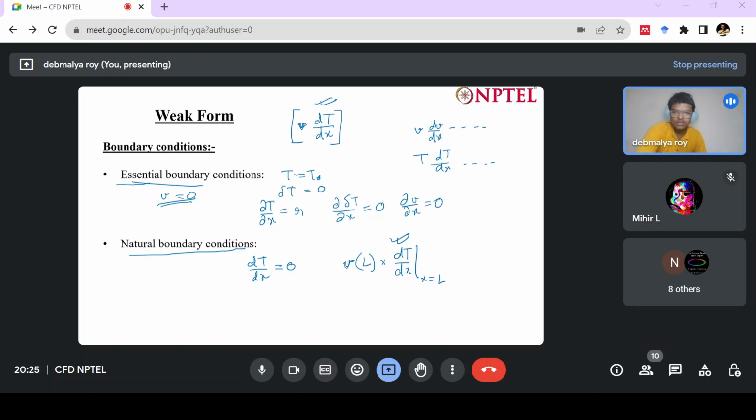So those are basically natural boundary conditions, when your dependent variables are to be specified. Okay, so these are basically two types of boundary conditions that you will encounter. Okay, is it clear? Is there any question? Please feel free to ask.